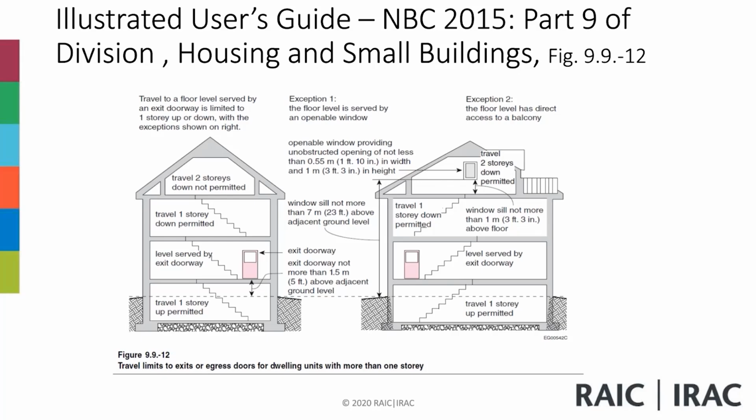And located so that the sill is not more than one meter above the floor and seven meters above ground level. The travel limit from a floor level in a dwelling unit to an egress may exceed one story where that floor level has direct access to a balcony. So it's not and, it's or, like you were saying, Berioska. But you still need the egress windows in accordance with 9.9.10. So in any case, you will have to have it, if it is a bedroom.